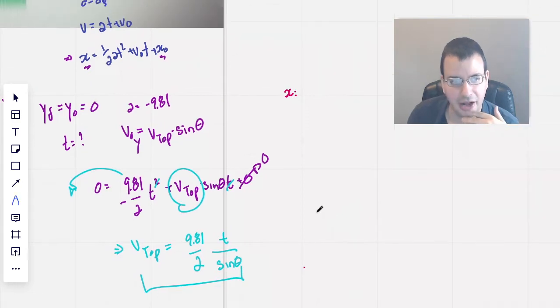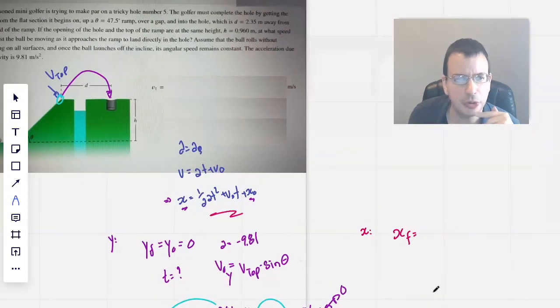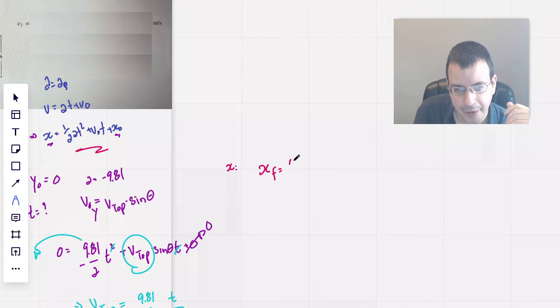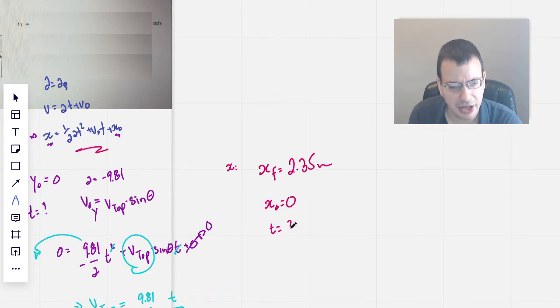I know that sounds kind of obvious and trivial, and maybe it is, but most things are obvious and trivial when you understand them. Okay, so we're going to use this equation right here. I'm going to say that x final is, I think, 2.35. That's the distance, 2.35 meters. X initial, I'm going to say, is 0. T, we don't know what T is. That's still a question mark. I'll leave it as a question mark.